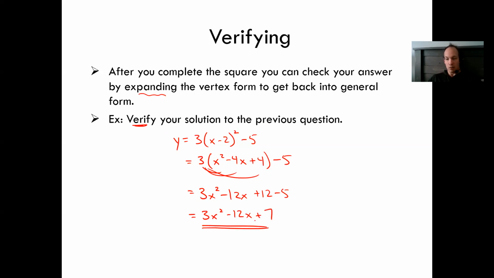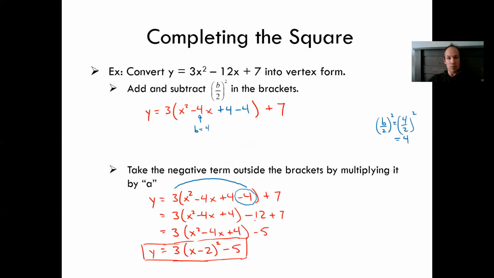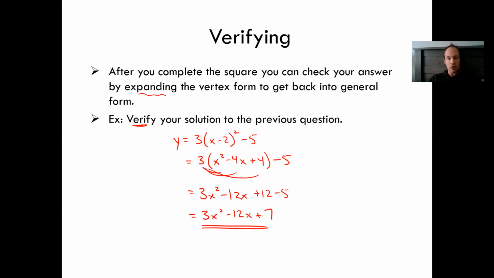Is that what we started with? Let's just take a second, just jump back. 3x squared minus 12x plus 7. That sounds really familiar. So there we go. We verified it. That means we have completed the square and we've expanded it to get back to where we were. Now, don't get confused.